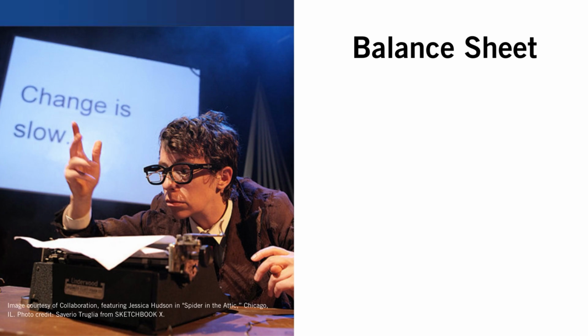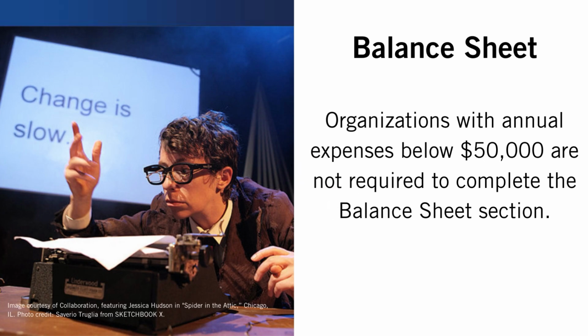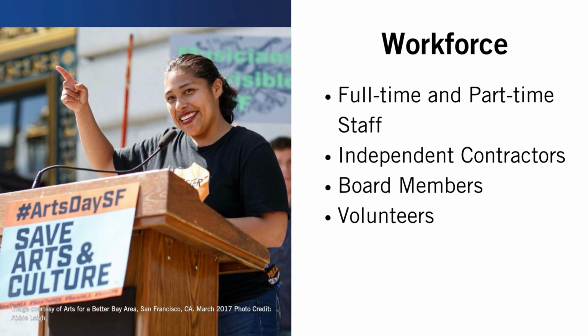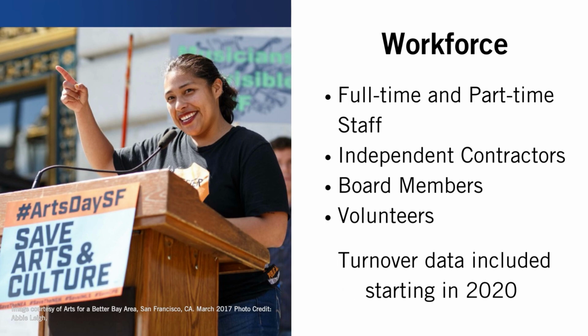Organizations with annual expenses below $50,000 have the option to complete an abbreviated version of the CDP. This does not include a balance sheet section. In the workforce section, the data collected in the CDP includes the number of full-time and part-time staff, independent contractors, board members, and volunteers. In 2020, questions around turnover were added to the CDP as well.